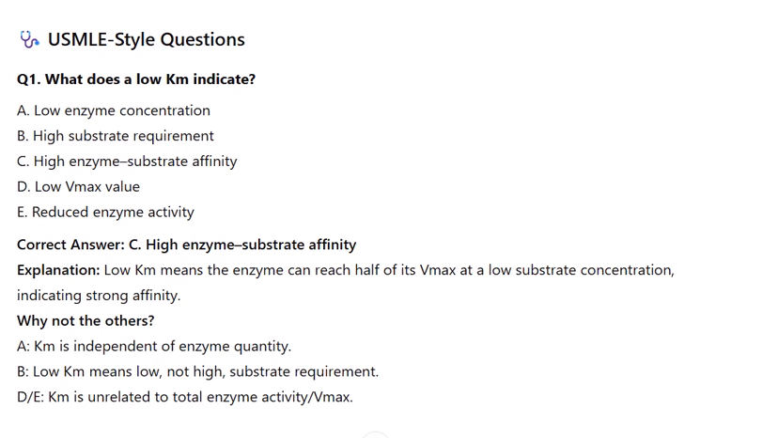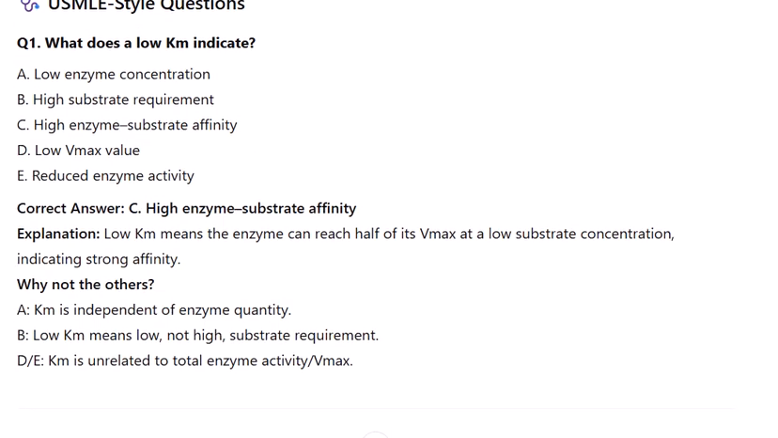Q1, what does a low Km indicate? A. Low enzyme concentration. B. High substrate requirement. C. High enzyme substrate affinity. D. Low Vmax value. E. Reduced enzyme activity. Correct answer C. High enzyme substrate affinity.